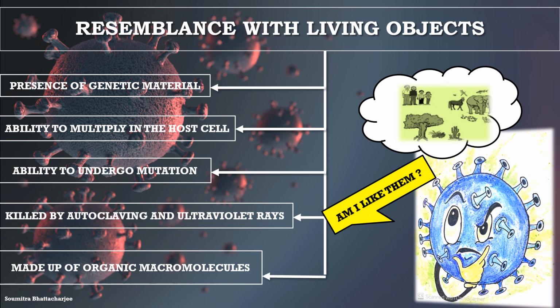Now again the virus is confused. It thinks itself a living object. But what are the features that resemble a living object? It shows the presence of genetic material. It can be either DNA or RNA, but not both. It possesses the ability to multiply within the host cell. And it can undergo mutation, that is, a sudden change in the genome. It can easily be killed by autoclaving and ultraviolet rays, like other cells also. It is made up of many different kinds of organic macromolecules, including very important ones, the proteins as well as the nucleic acid.